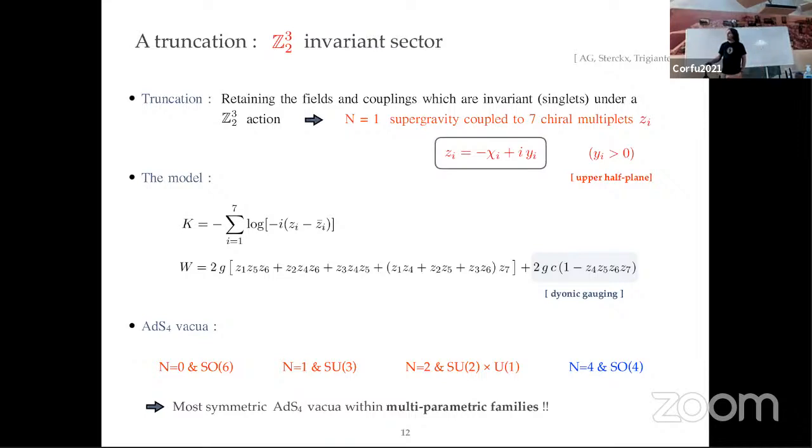So you perform this scanning of vacua, and interestingly, you immediately find in this four-dimensional setup a vacuum which is N=0 and SO(6), a vacuum which is N=1 and SO(3), a vacuum which is N=2 with symmetry SO(2)+1, and an AdS vacuum which is N=4 and SO(4). What is even more interesting is that these four cases are nothing but the largest symmetric cases within families of vacua. They are the largest possible symmetric points within larger classes of families. So these are the most symmetric AdS vacua within multiparametric families.